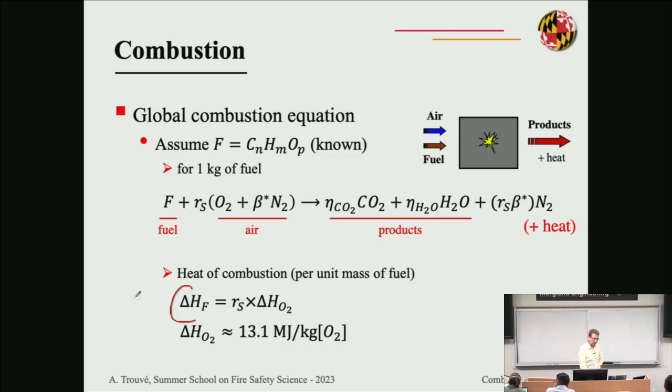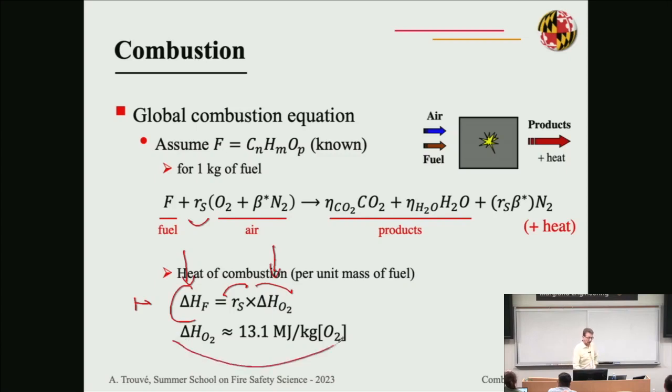We can write that the heat of combustion, the heat release in units of joule per kilogram of fuel consumed, as a stoichiometric coefficient R sub S that appears in this equation times the heat of combustion per unit mass of oxygen. So this is the heat release every time you burn 1 kilogram of oxygen, and this is the heat release every time you burn 1 kilogram of fuel, and R sub S is just the stoichiometric oxygen to fuel mass ratio that you find in this equation.